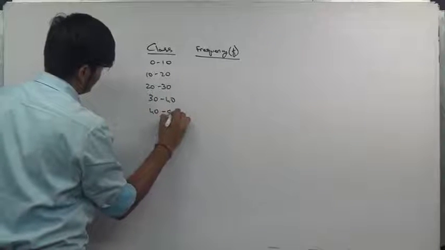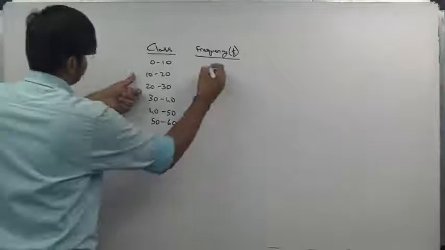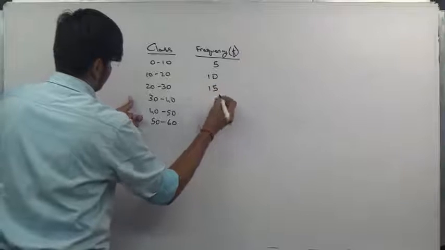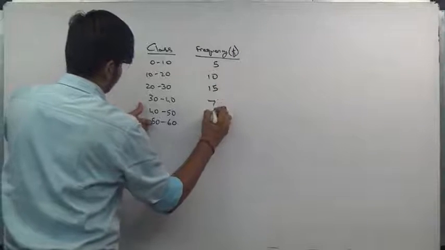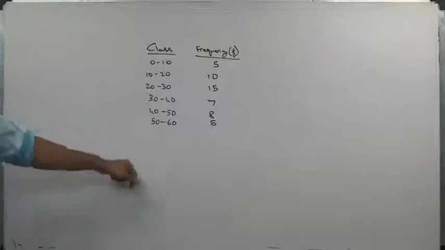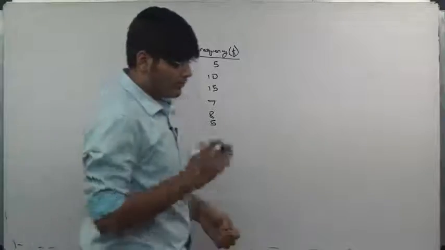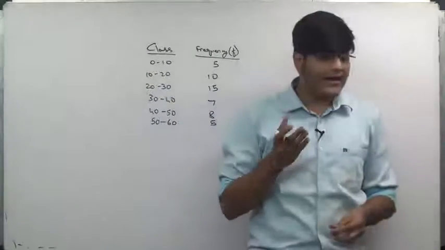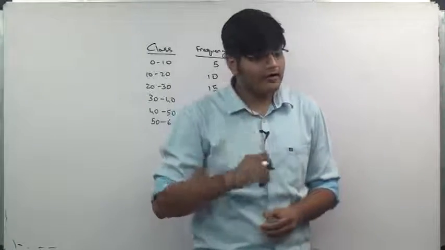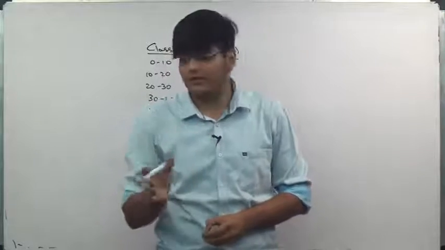(40 to 50) and 50 to 60. Then we can take any other frequency, 5, 10, 15, then again we'll take like 7, 8, then again we'll take 5. Fine. Now this thing we have done. Clear? Now before learning how to calculate frequency from more than or less than, we'll try to make it. If you are trying to make a question, you'll know how to solve it also.